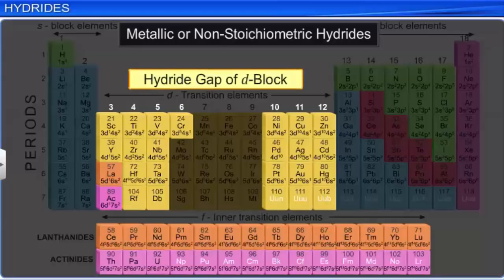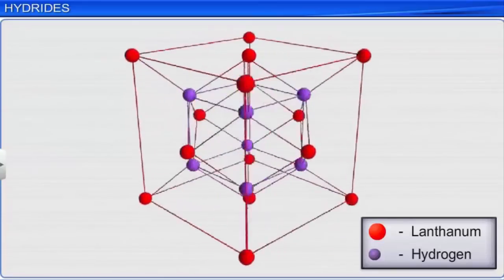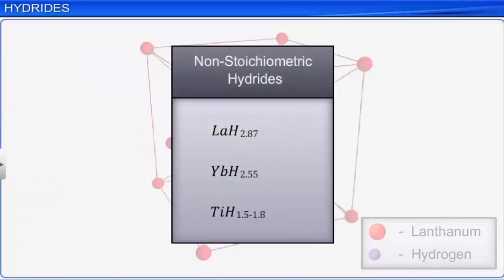Metallic hydrides are deficient in hydrogen and are almost always non-stoichiometric. For example, LaH2.87, YbH2.55 and TiH1.5 to 1.8. The composition of these hydrides does not correspond to simple whole number ratio and also varies with change in temperature and pressure. And hence, these hydrides are also called non-stoichiometric hydrides.